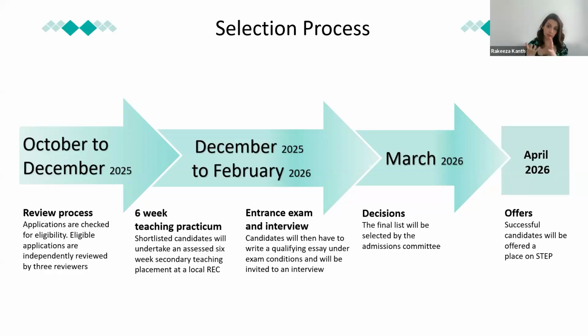Once we've determined that your application is eligible, it will then be passed on to the review stage. It will be reviewed by 2 independent reviewers. Sorry, 3. We used to have 2. It will now be reviewed by 3 independent reviewers who will all look at your application completely separately and make a decision on your application. Based on the results of that review, your application will then be passed on to the next stage. This happens in early December.